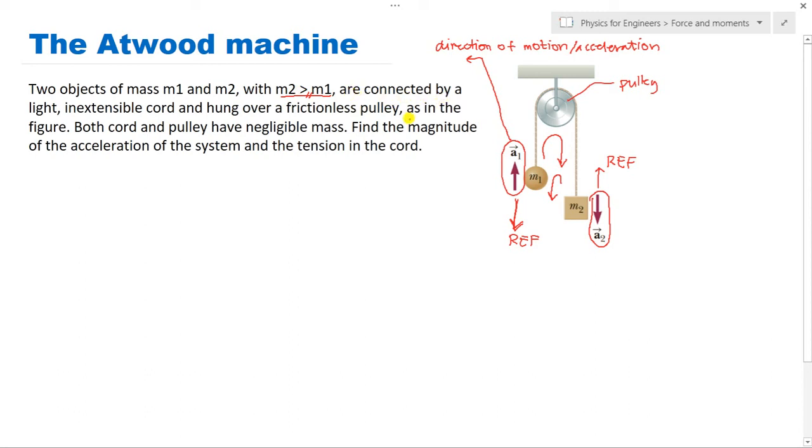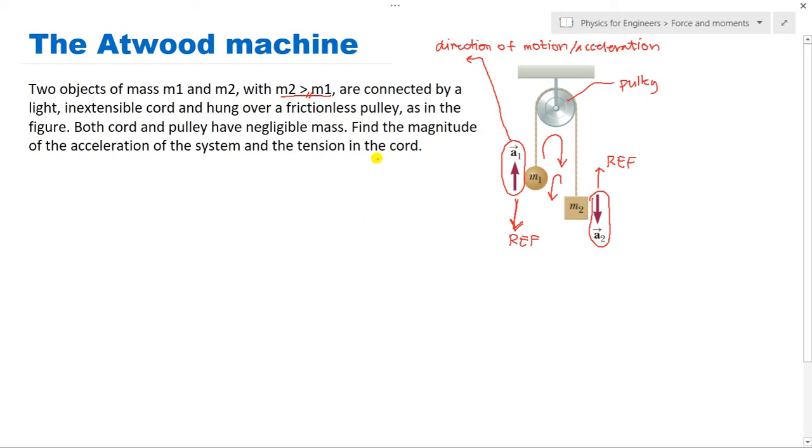Then connected sila by a light and extensible cord and hung over a frictionless pulley. So we neglect na lang sa weight sa rope. In reality, naa siya weight diri, gi-neglect na lang for the purpose of simplicity. And then as in the figure, both cord and pulley have negligible mass. Find the magnitude of the acceleration of the system and the tension in the cord.